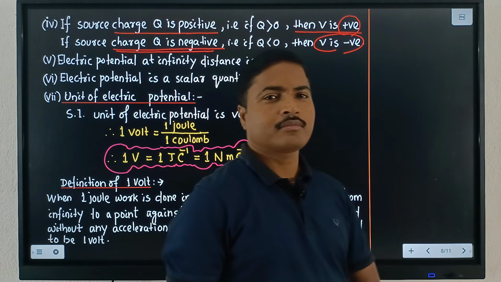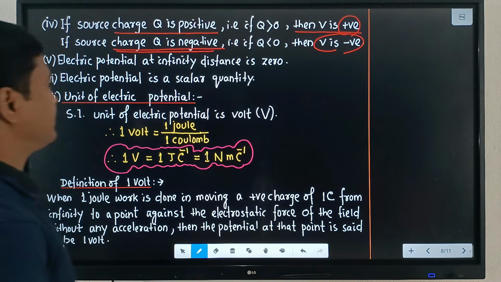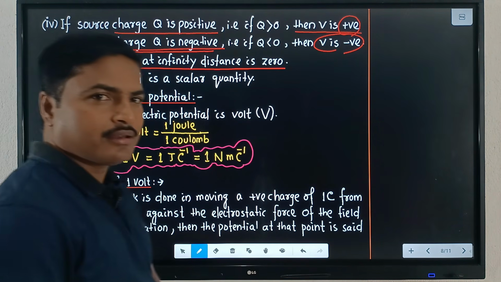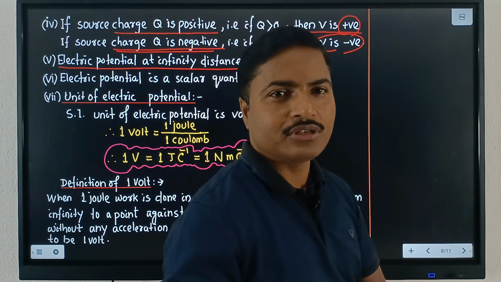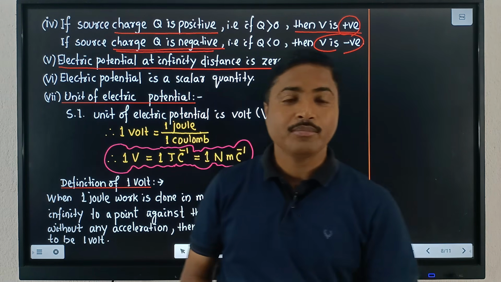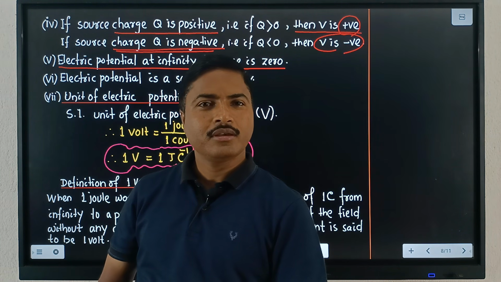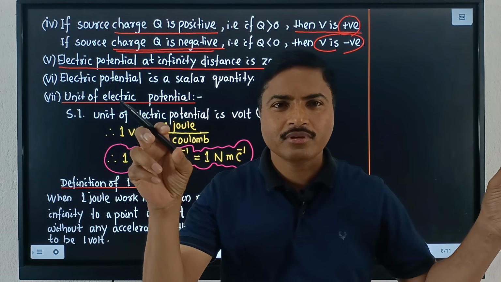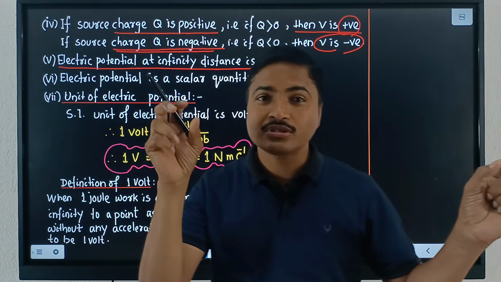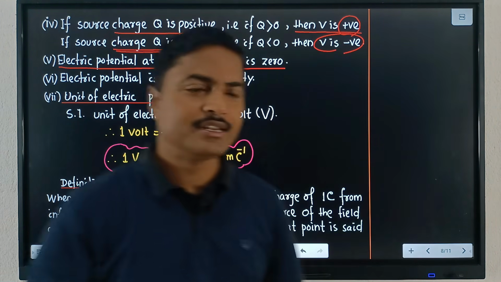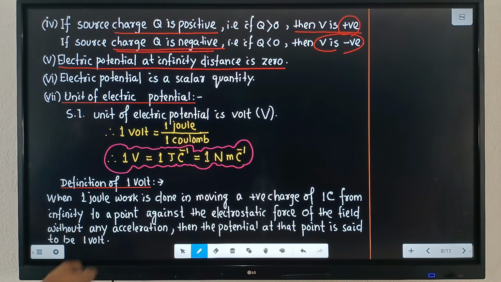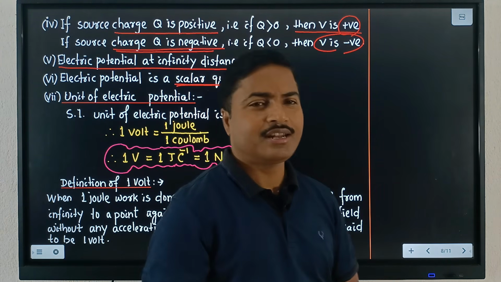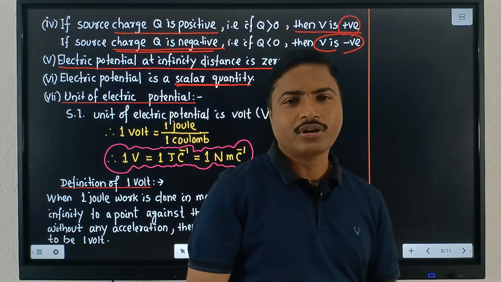Clear? And you know electric potential is also 0. Electric potential is 0 at infinite distance. That means finally we get electric potential may be positive, may be 0, may be negative. Clear? At infinite distance, potential is 0. If source charge is positive, potential is positive. If source charge is negative, potential is negative. Very simple. And electric potential is a scalar quantity, because work done is scalar. Work is scalar. So electric potential and energy are all scalar quantities.